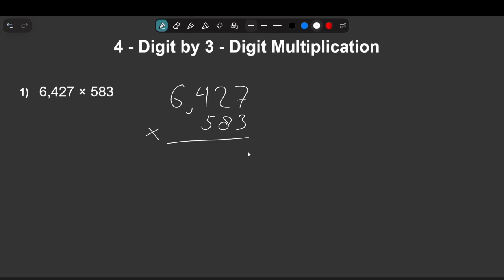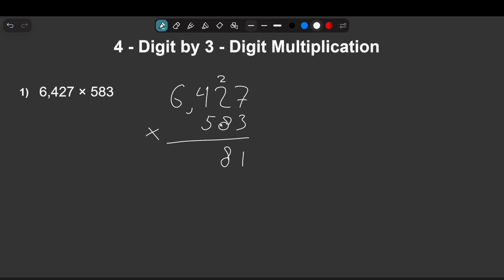So the first step we're going to take is we're going to multiply 6,427 by 3. But we're going to do this step by step. So the first step we're going to take is we're going to multiply 3 times 7. So 3 times 7 equals 21. So we're going to write down the 1 right here and carry over the 2. Now we're going to do 3 times 2. 3 times 2 equals 6, plus the 2 we have carried over here equals 8.